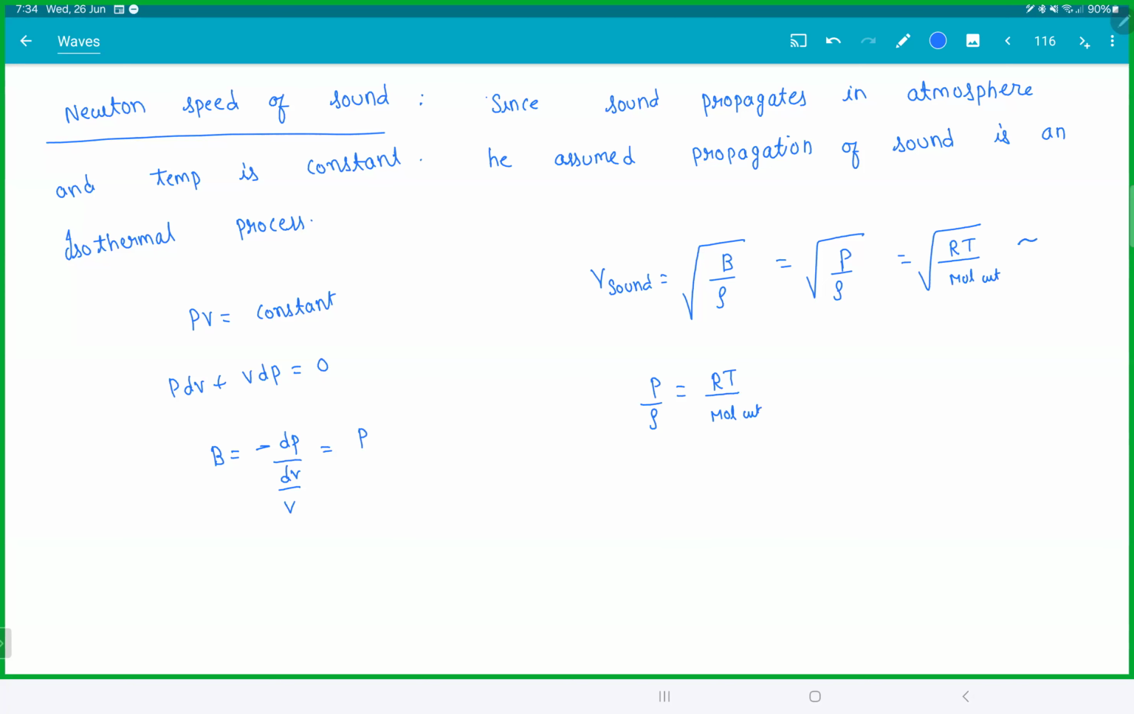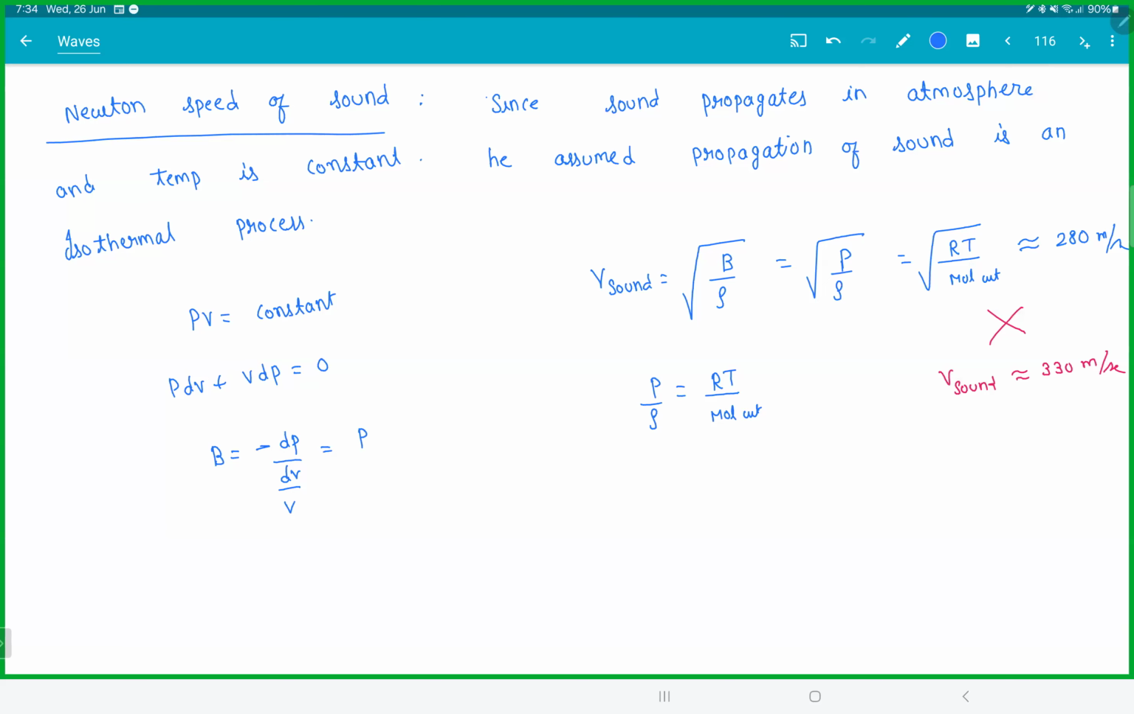And when he calculated this value, it came to around 280 meters per second. And experimentally, this was wrong. The sound speed was around 330. So there was an error. Experimentally, this value didn't match. So somewhere this guy went wrong. But it was not a bad assumption as such. So this is Newton's speed of sound.